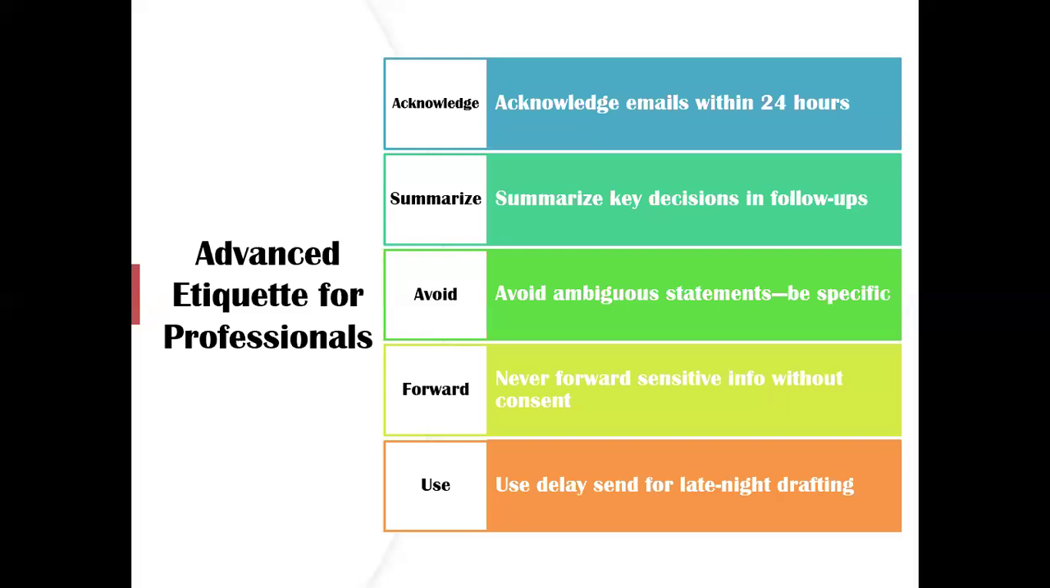Summarizing the things. Summarize key decisions in follow-ups. If you are writing a very legal, formal email, you can summarize it within one or two short descriptions. Avoid ambiguous statements. Nobody can understand ambiguous statements. Be specific. Always be specific for the subject.